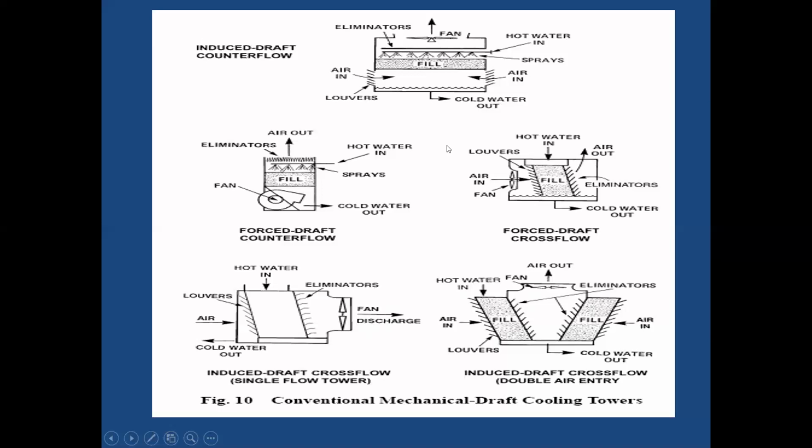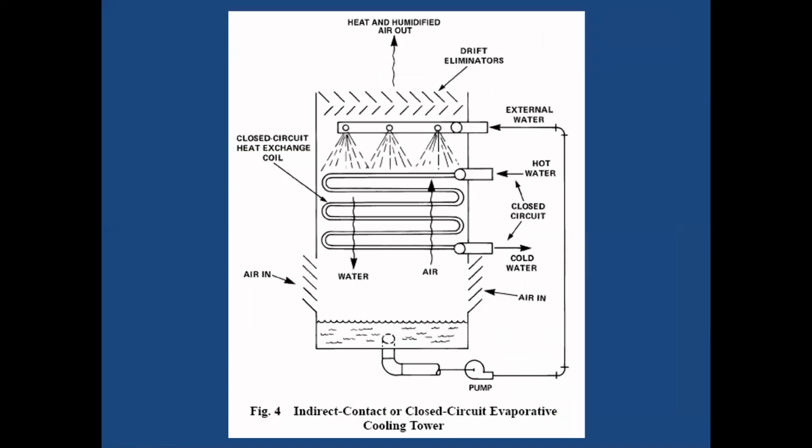Generally, the counter flow arrangement is preferred. The induced counter flow arrangement is preferred as far as low pumping power is concerned. In forced draft, effectiveness is higher, but at the cost of some higher power for the blower. These are the classifications of direct contact.